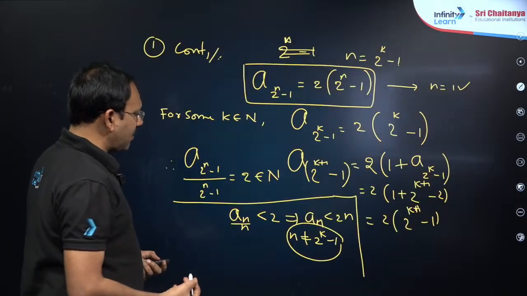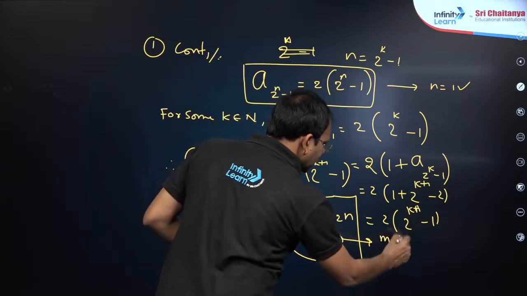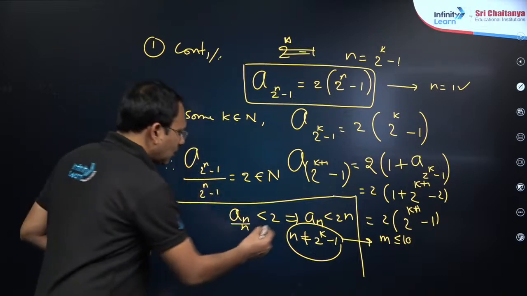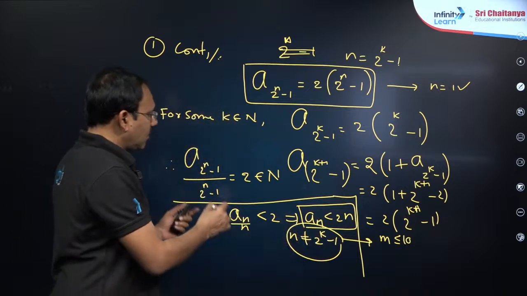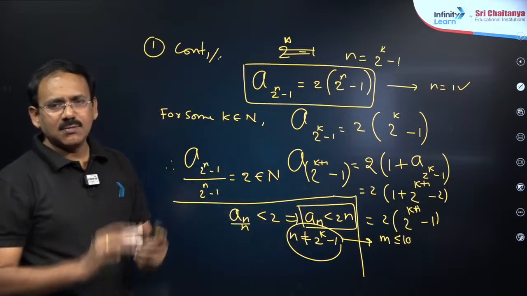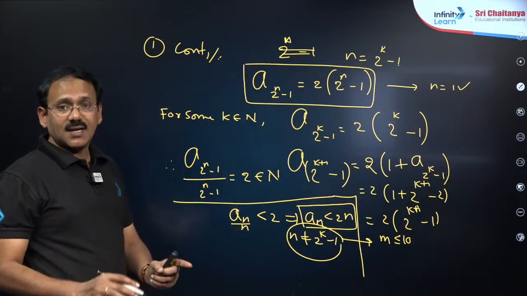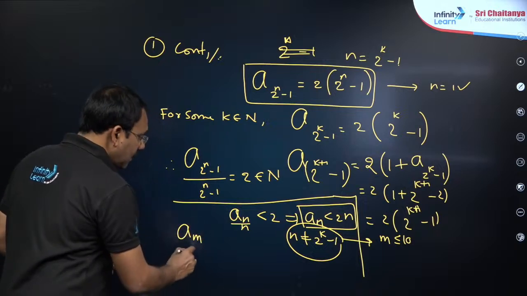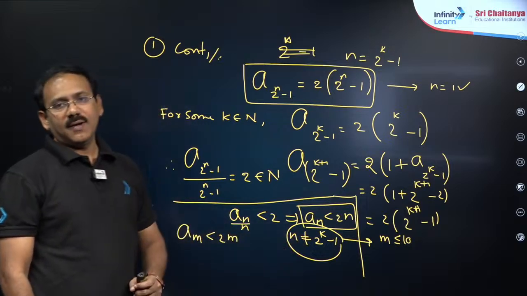At least you can say, my dear friends, this is true for at least m less than or equal to, you can say, 10. I have observed up to 10 of the format 2^k minus 1, right? So a_n is clearly less than 2n for the numbers of the form 2^k minus 1, at least up to 10. Suppose that maximum number is 10. Now I am going to prove for all such numbers by mathematical induction. I am going to prove that a_m is less than 2m for all m of this kind, 2^k minus 1 kind.